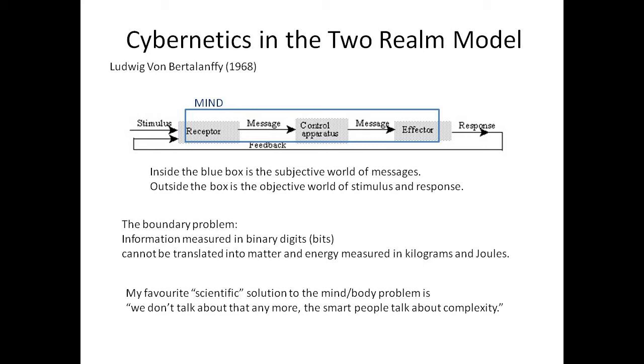The most popular scientific solution to the problem is to pretend that it doesn't exist. One way to do that is to pretend that information is some kind of energy. Another very popular way is to pretend that it is some kind of probability function. My favorite is, we don't talk about that anymore. The smart people have moved on. They talk about complexity.